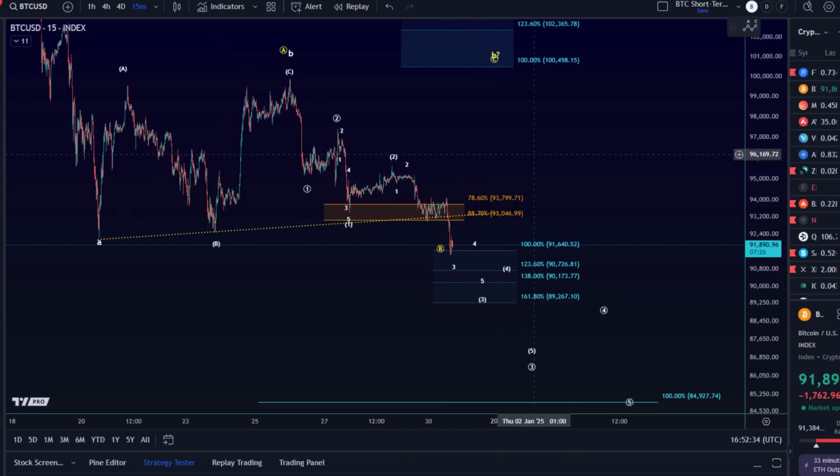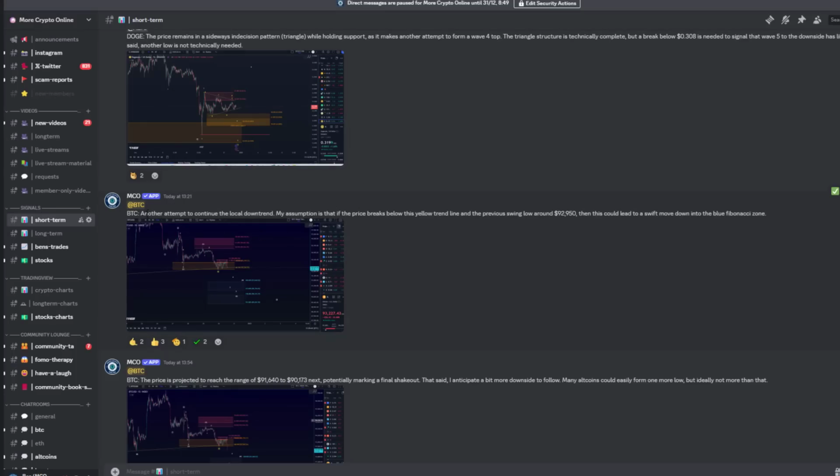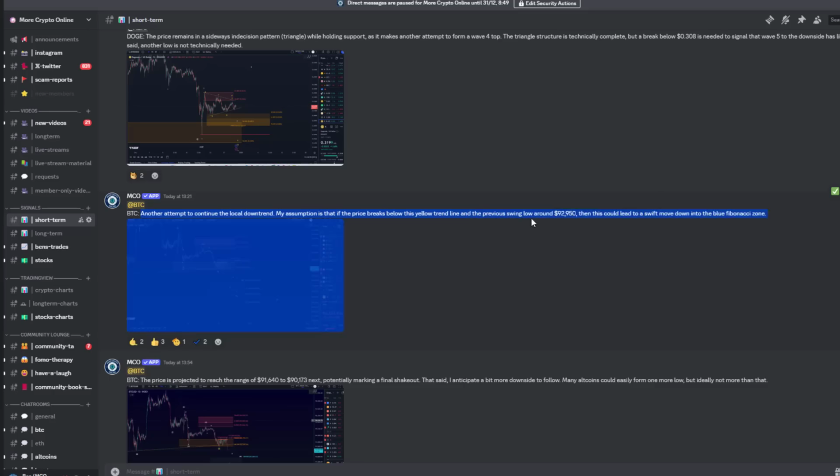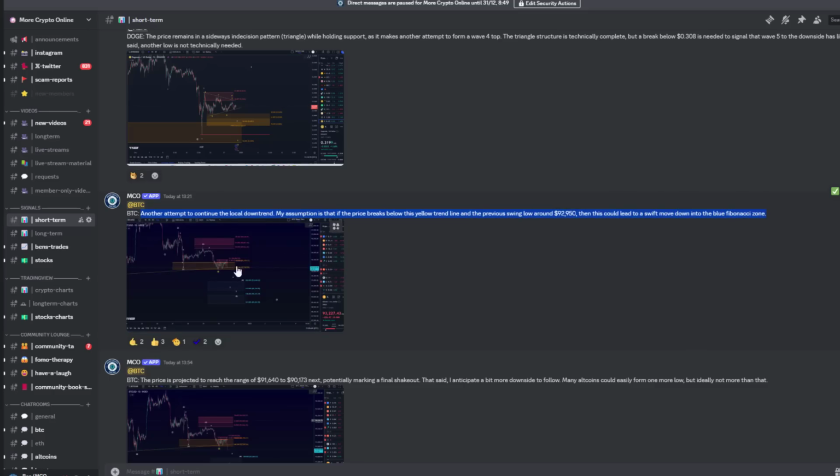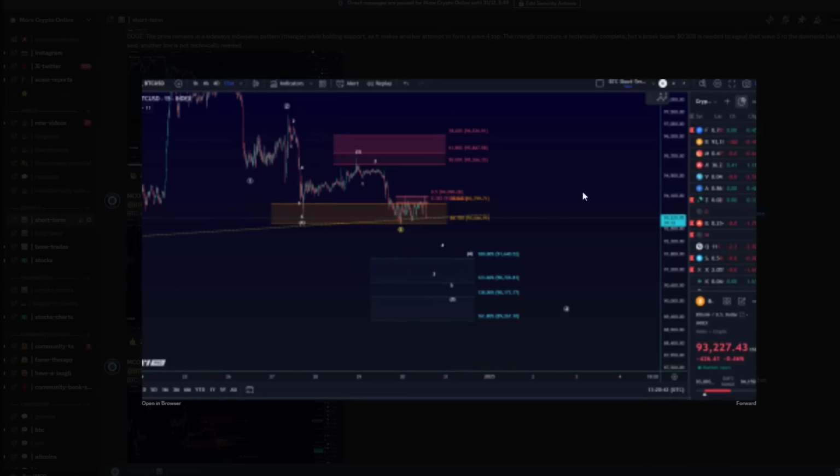After the last video, I posted on Discord for our gold members that when the price was just getting rejected from resistance, another attempt is being made to continue the local downtrend. The assumption is that the price should reach the blue Fibonacci zone should we get a break below 92,950, which was our signal level, which ideally should have happened anyway, given that the white scenario was seen as leading. However, obviously we needed that break of that swing low, which would then lead to a swift move down into the blue Fibonacci zone, which has happened.